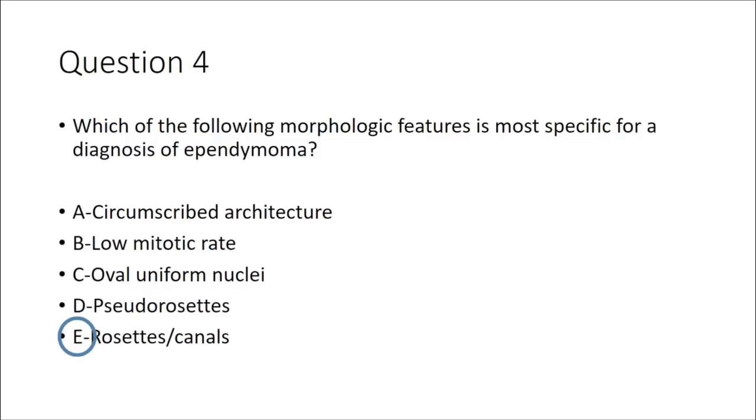But in the context of a tumor that you recognize as phenotypically glial, when you start seeing these rosettes or ependymal canals, when we talk about true rosettes with a lumen, that is really most specific for a diagnosis of ependymoma. That's a point that I wanted to convey. Maybe if we think about it in these terms, more specific, you don't see that outside of that context usually.